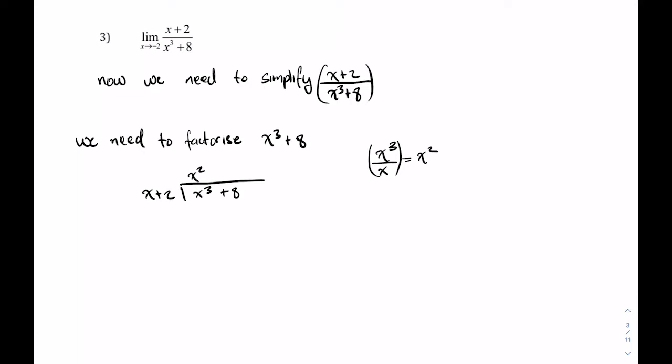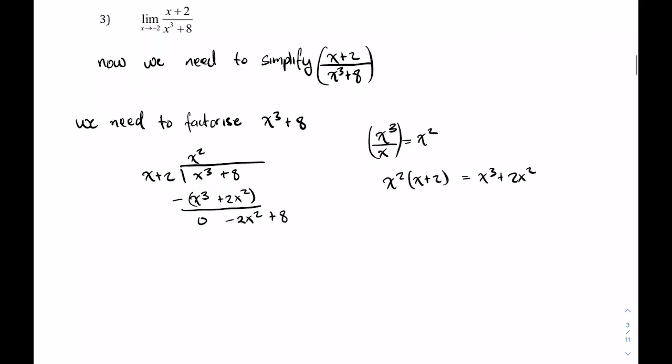So now we ask ourselves, what is x squared times x plus 2? This is x cubed plus 2x squared. So this is the term that we'll now write down here, x cubed plus 2x squared. And we put that in our brackets and we subtract. This then becomes 0 and this becomes minus 2x squared. And we bring down our positive 8 from before.